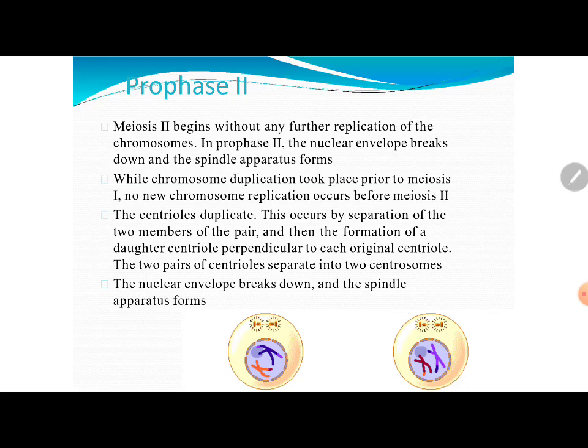In prophase 2, the nuclear envelope breaks down and the spindle apparatus forms. While chromosome duplication took place prior to meiosis 1, no new replication of chromosomes occurs in meiosis 2, because tetrads or bivalents are already formed. Here the centriole duplicates. This occurs as a separation of 2 members, and then the formation of a daughter centriole perpendicular to each centriole takes place. They divide and move towards the poles. The nuclear envelope breaks down and the spindle apparatus is formed.